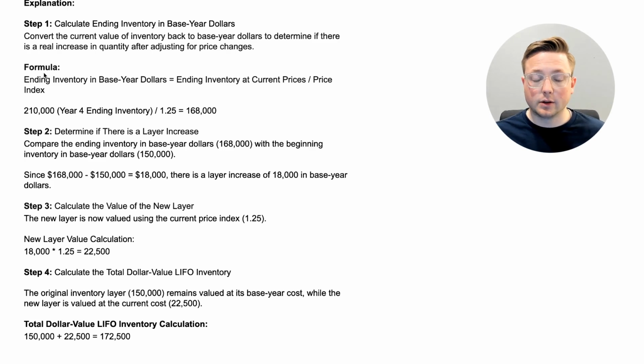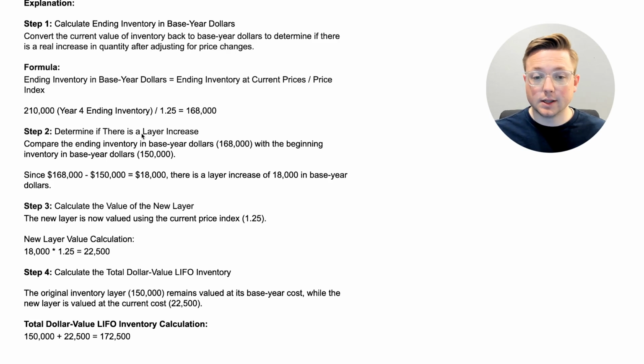So the formula for calculating the ending inventory in base year dollars for year 4 is the ending inventory at current prices, which again was $210,000, divided by the price index. And you'll be given that price index. You shouldn't have to figure that out. So $210,000 divided by 1.25 gets you $168,000 of inventory based off of the previous year, the base year dollar value. Basically, the idea is to value it as all cash. You're not looking at it as units or anything like that. But again, this $210,000 of year 4 ending inventory, as if it was year 3 inventory, would have been worth $168,000.